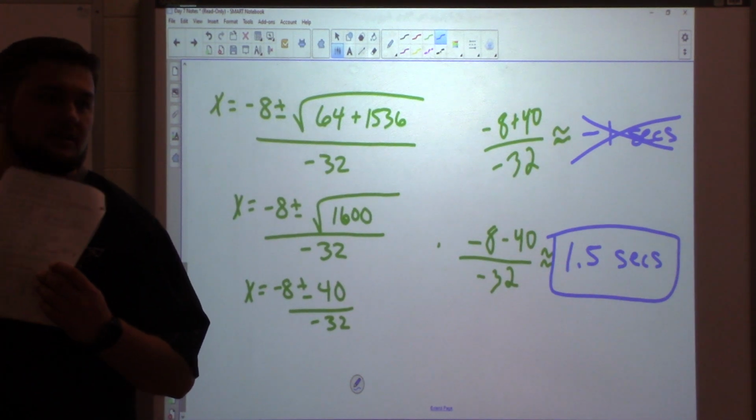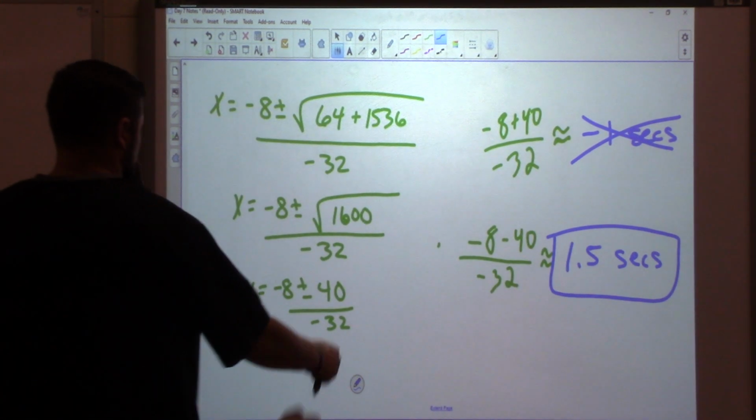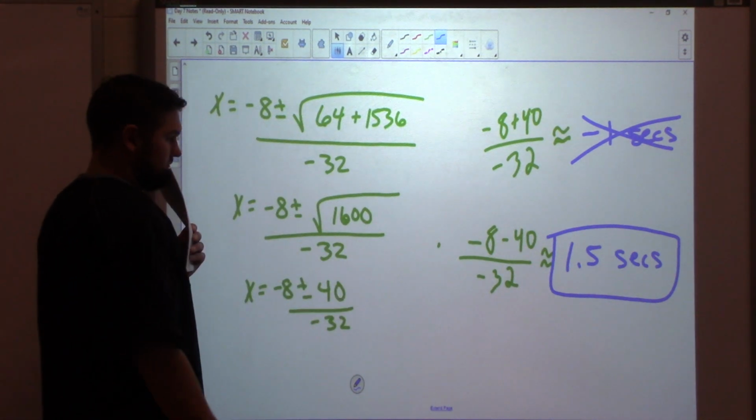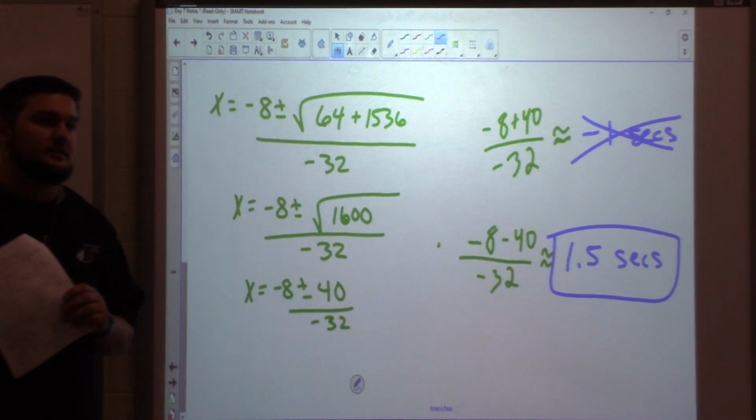Yes, Ange? 1,600 reduces to 40. Could we just put plus or minus? Yeah, you could do negative 8 plus that square root in your calculator. Perfectly fine.